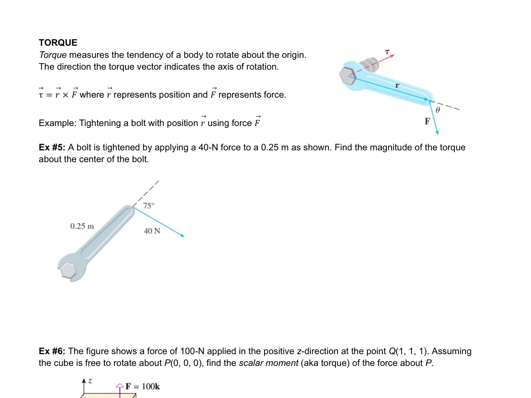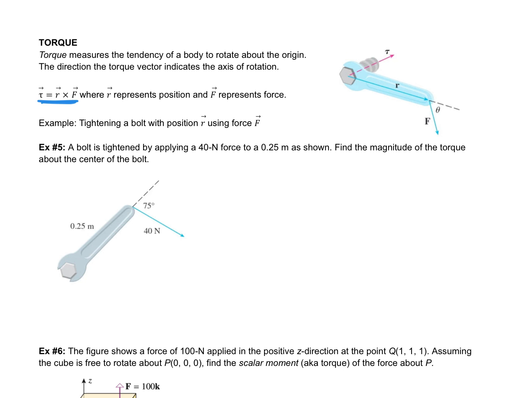Okay, so finally the last topic that we're going to talk about in this video is torque. So you can see at the top, torque measures the tendency of a body to rotate about the origin. The direction of the torque vector indicates the axis of rotation. And so here's our formula. The way we find torque is position crossed with force. So in the figure right here, you see R is the position of the wrench, and we are moving this wrench in the direction of force, hoping to tighten that bolt. So when we cross this direction by the force, we're going to end up with the torque vector.